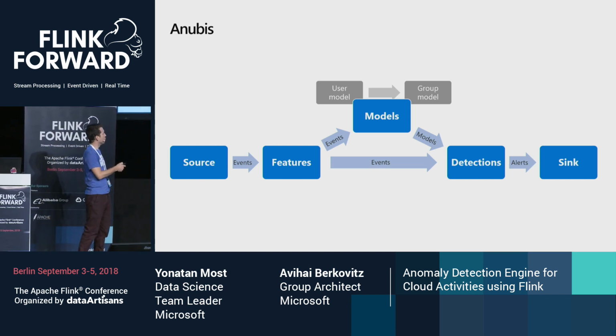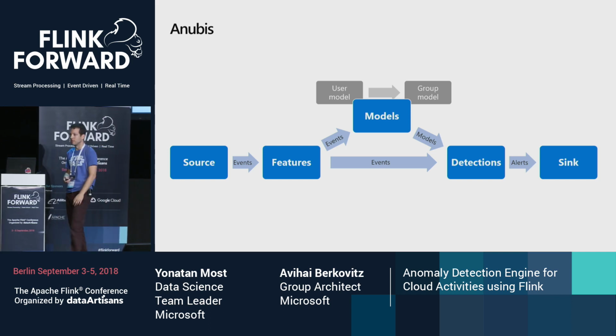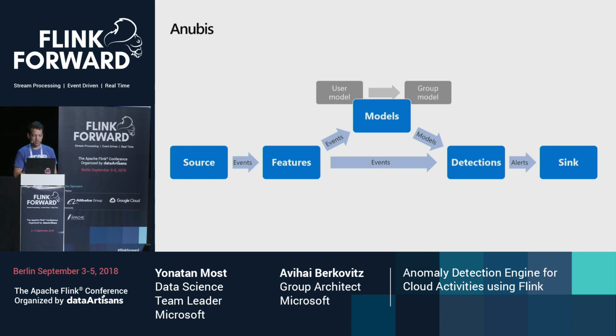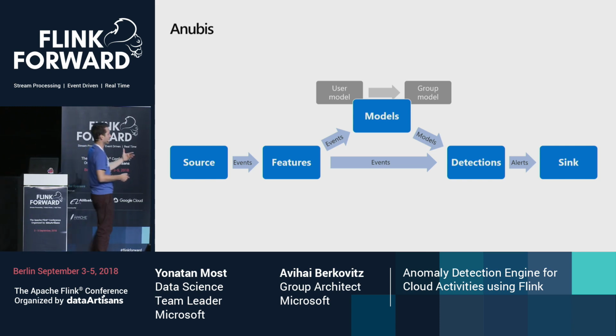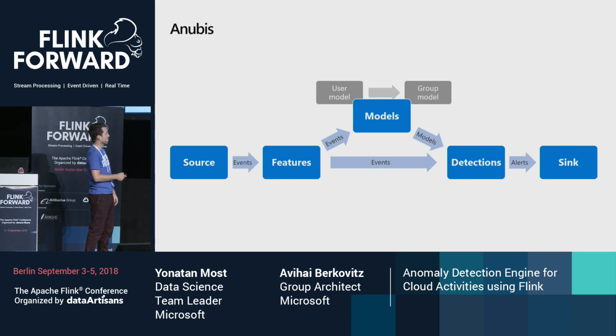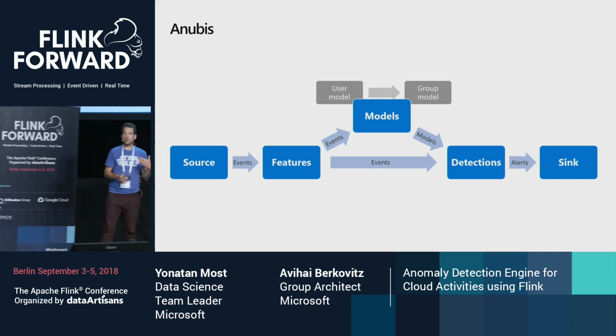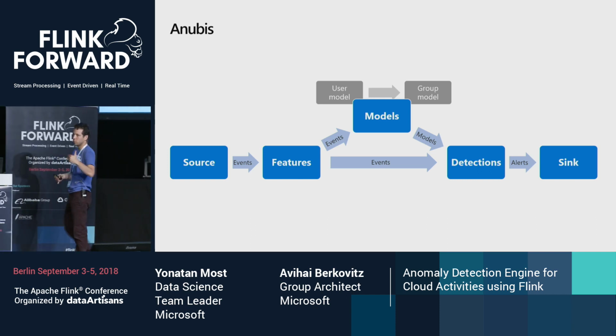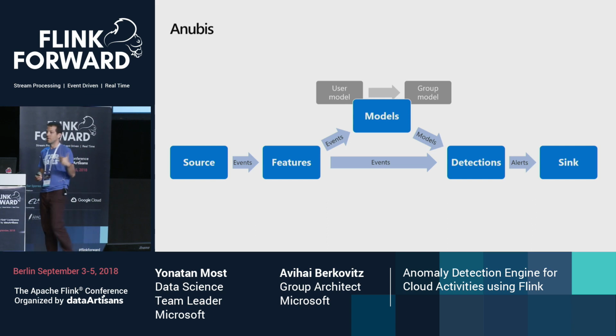Now, over here, when we merge the models and the features, we have a co-flat map function operator that gives the latest model for every user and every user group, and then each event is coupled with the latest model at that time, which is usually updated only up to a few events behind that event, which is okay.